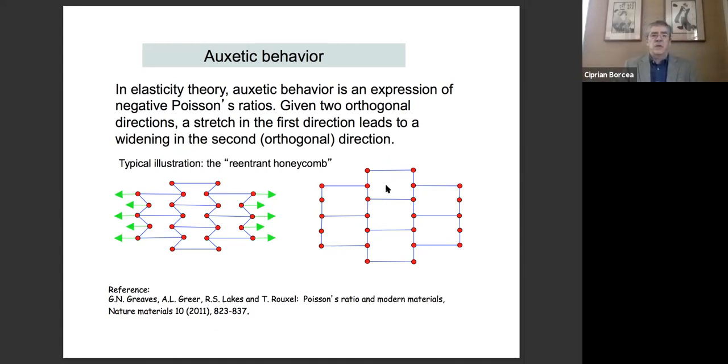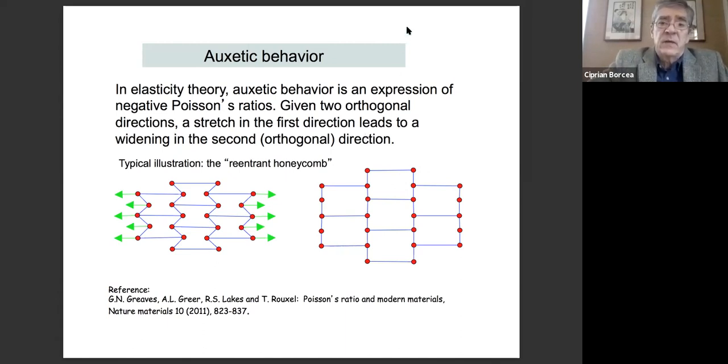So in an informal way, we may say auxetic behavior means that when we stretch a material sidewise or laterally, it also stretches, which is rather counterintuitive, because most materials, think of a rubber segment, when we stretch laterally, will shrink.